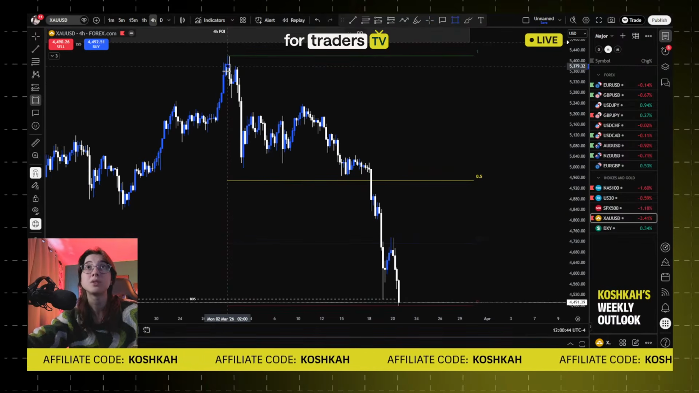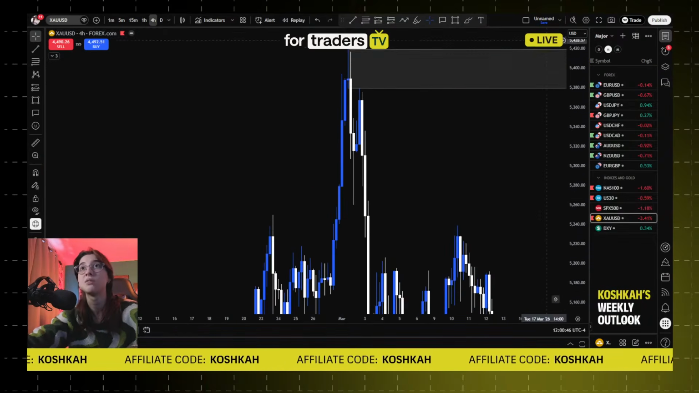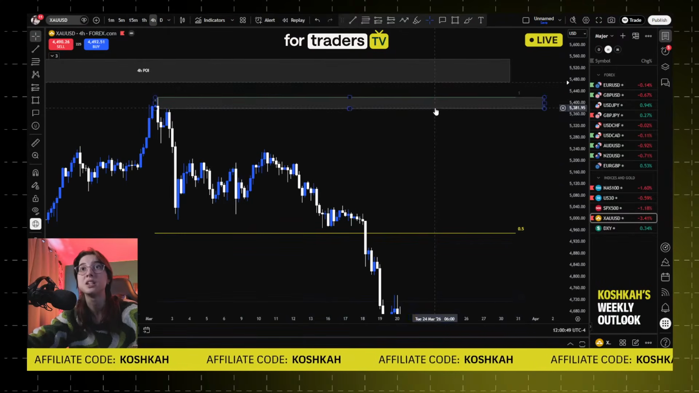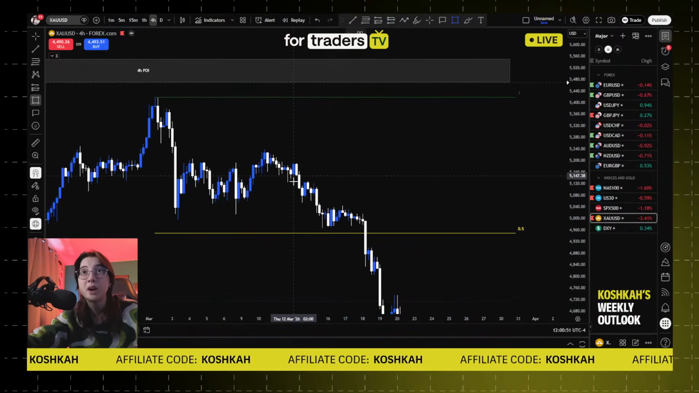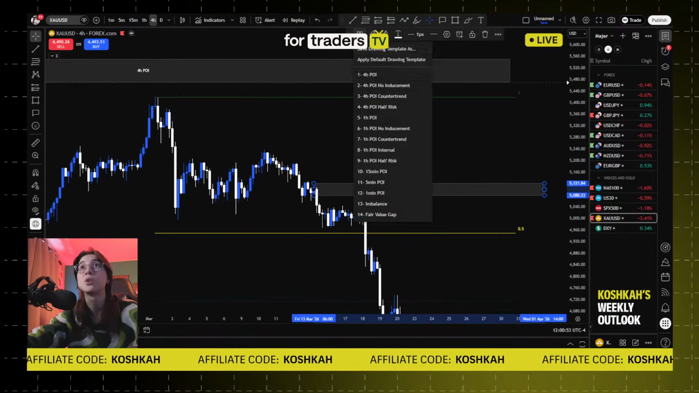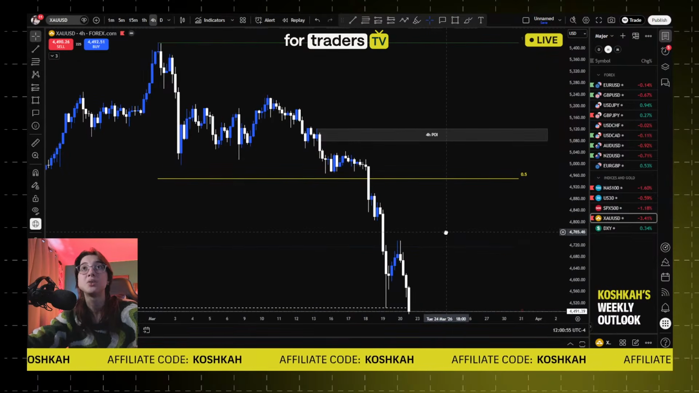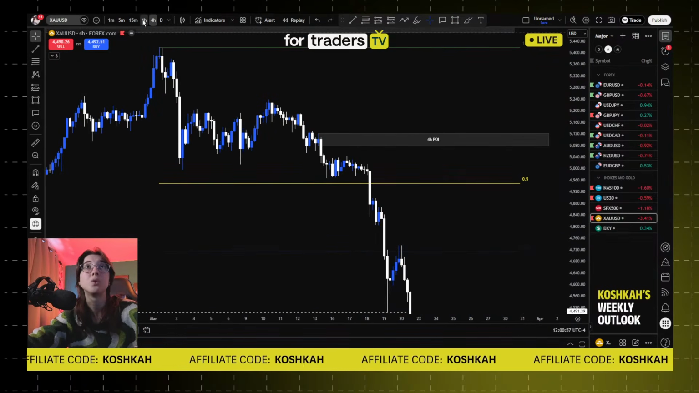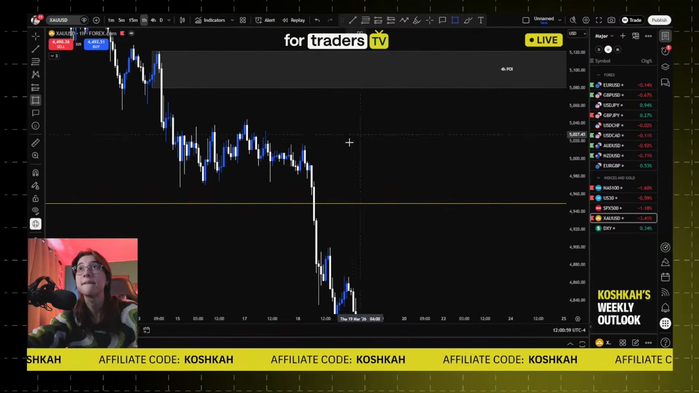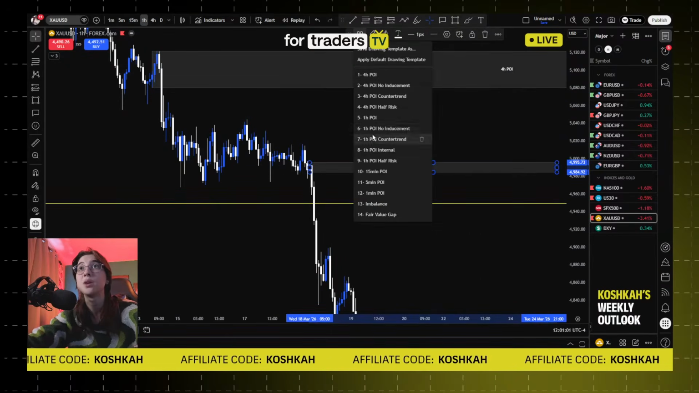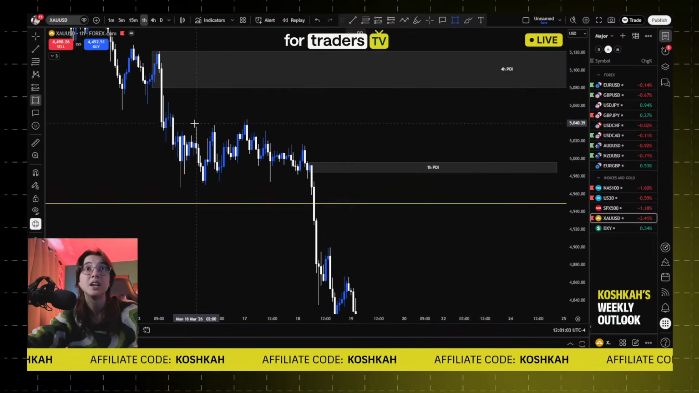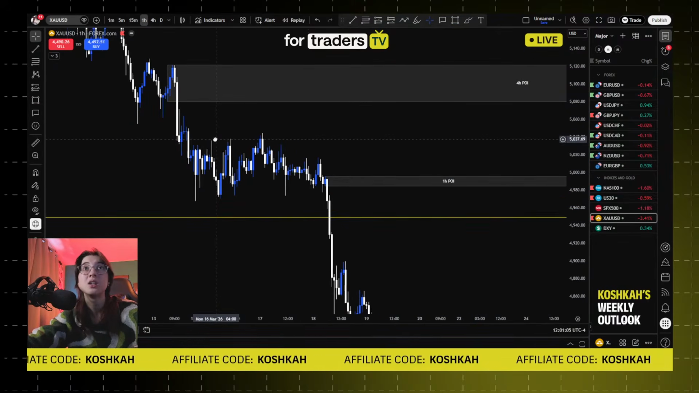and now in this new range we can look for POIs. So we have a 4-hour here. I don't even know if it's valid. Nope, it's mitigated. So we have a 4-hour POI right here that is according to my rules, and there is nothing else. So we can go on the 1 hour, and on the 1 hour we have this 1-hour POI that is valid and nothing else.